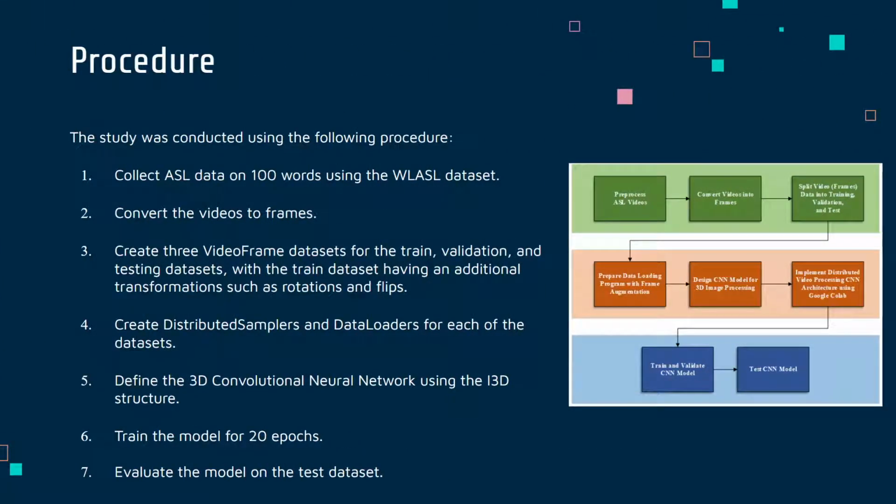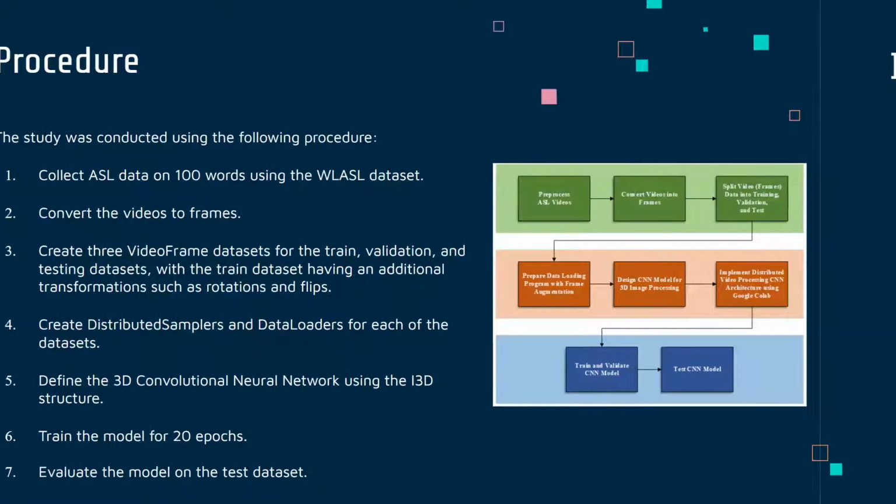In this project, the procedure I used was the following. I first collected ASL data on 100 words using the WLASL dataset. I converted these videos to frames and created datasets out of them for my training, validation, and testing datasets. Since I was using a TPU using Google Colaboratory, I needed to create distributed samplers and data loaders for each of the datasets. I then defined my 3D convolutional neural network using the I3D structure built by DeepMind. I then trained the model for 20 epochs and evaluated the model on the test dataset.